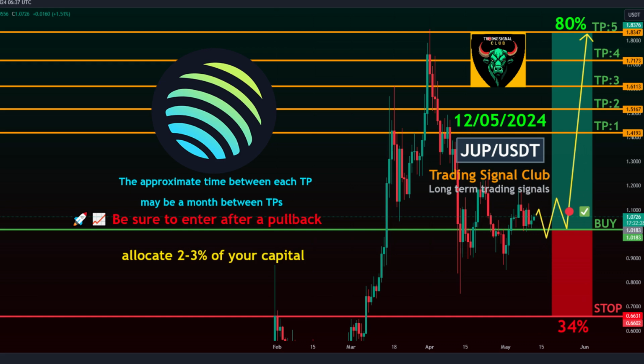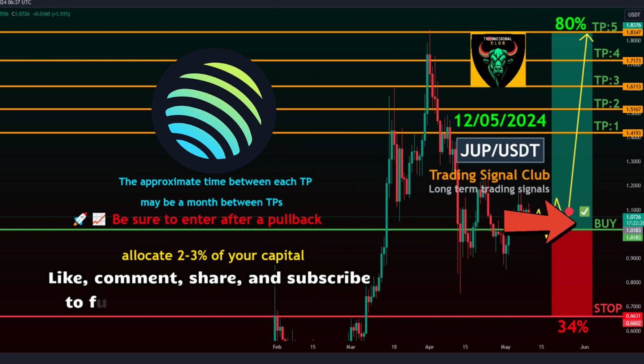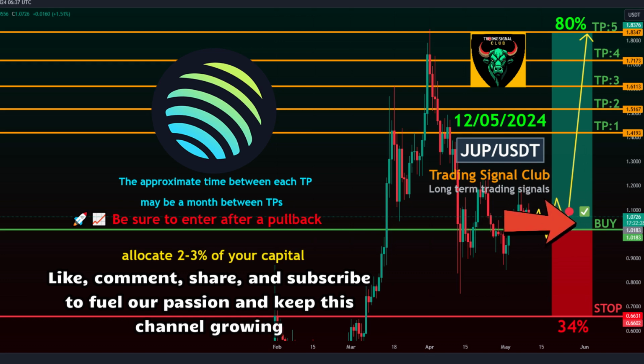Jup-USDT overview. Trading style, spot. Target time frame, about a month between TPs. Entry levels, 1.0183 to 1.1250.